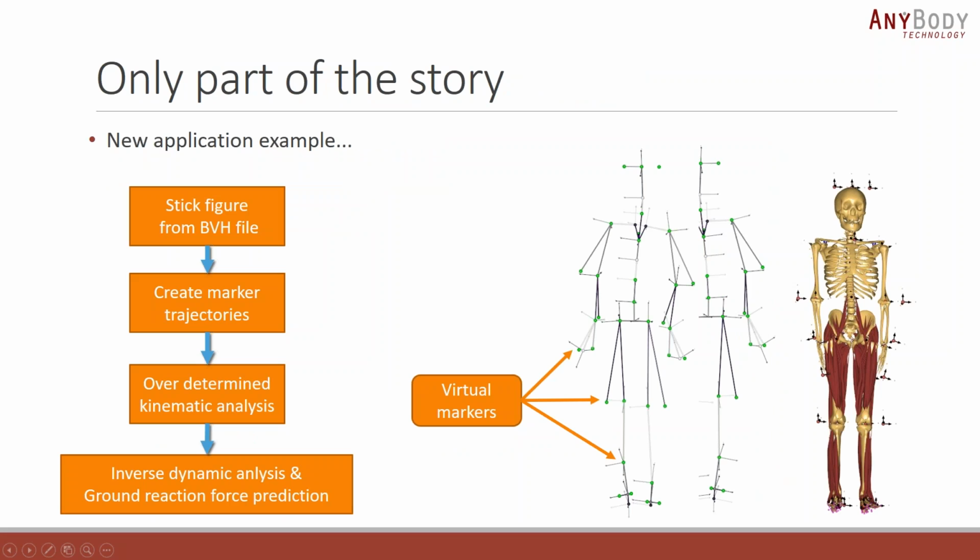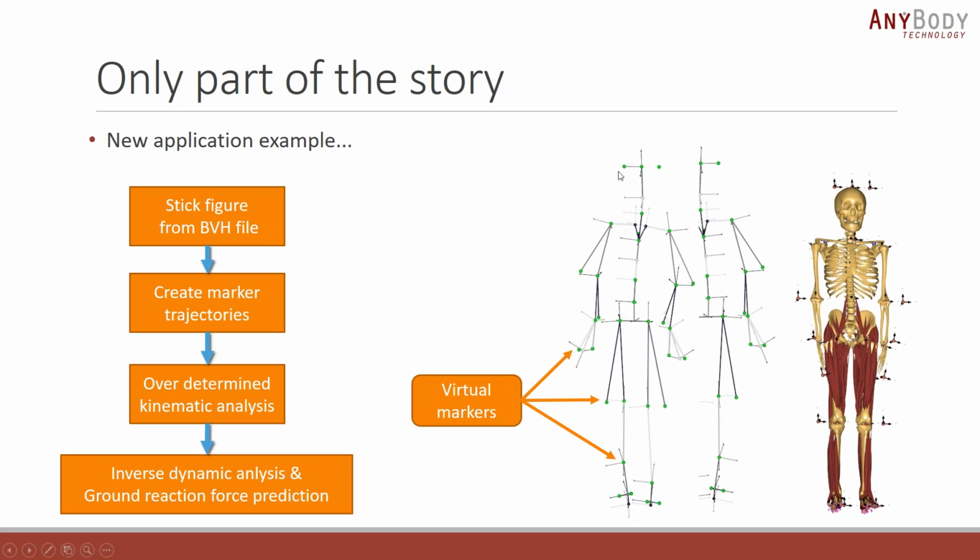To get a complete MoCap model, what you need to do is basically to put some markers on the stick figure model. Then we can generate the marker trajectories directly from the stick figure model and use those marker trajectories to drive our human model that we see here on the right. And then in the end, we can do our inverse dynamic simulation.